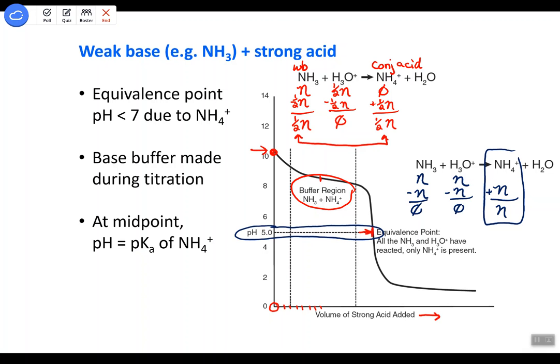But then we could keep adding drop by drop more and more strong acid. And then you can see the pH drops predictably to a strong acid pH. And then it's fairly flat because we have excess strong acid in our solution.